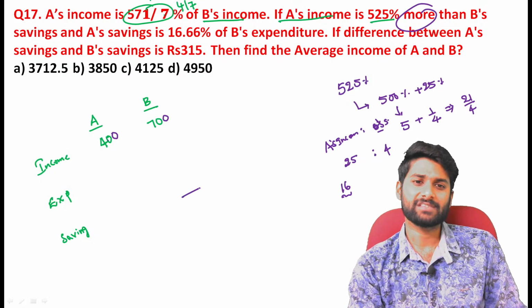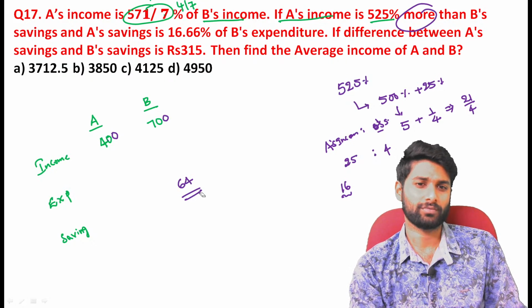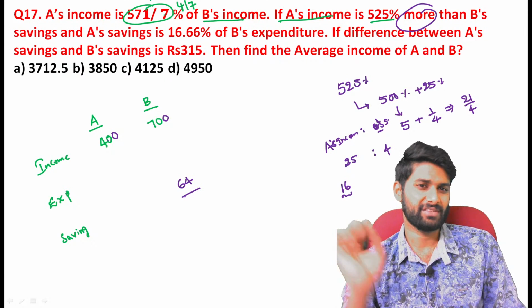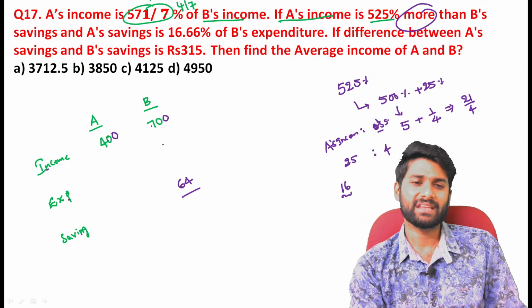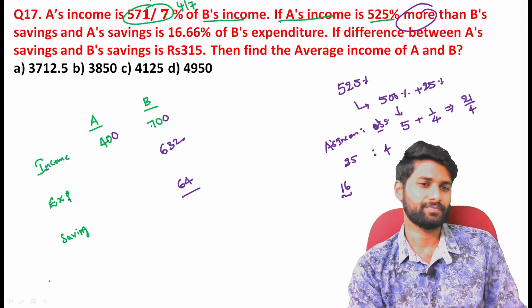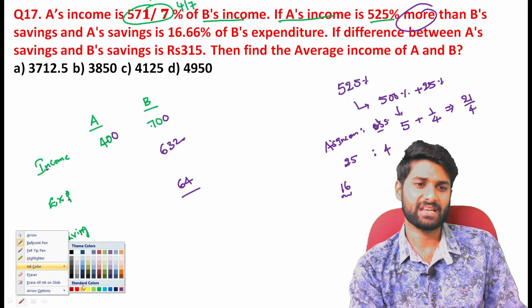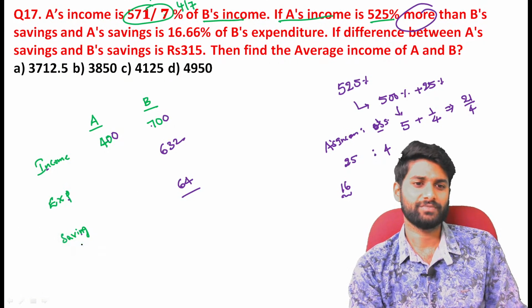Now B's savings, guys. B's savings value is 4 into 16. 4 into 16, the value becomes 64. You can get B's savings. Now, B's income is 700, B's savings is 64, B's expenditure is exactly equal to 636. Now, you can get that B's expenditure is exactly equal to 636. Just go through the next value.